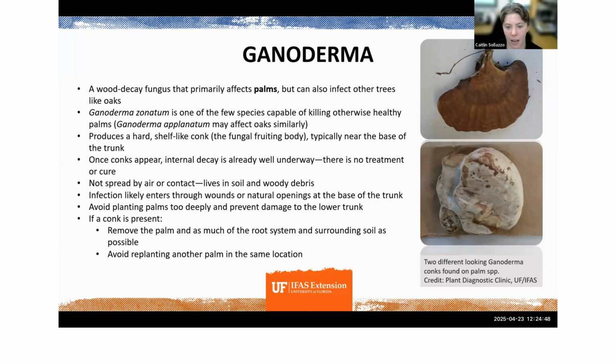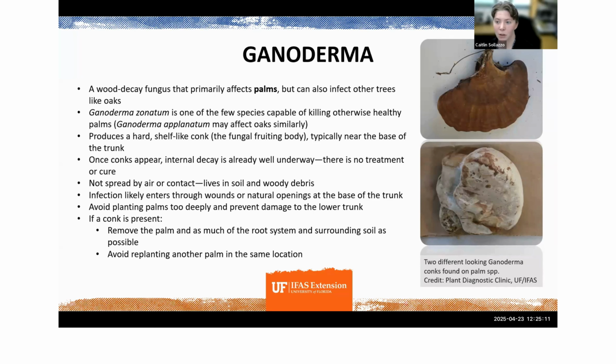It's not usually spread by air contact. It produces spores, and those spores can infect new areas, but very rarely. Most of the time, it's moving slowly through the soil. So if you have one area that has Ganoderma, a neighboring area may well be okay.